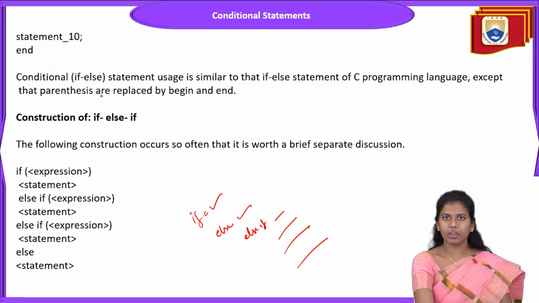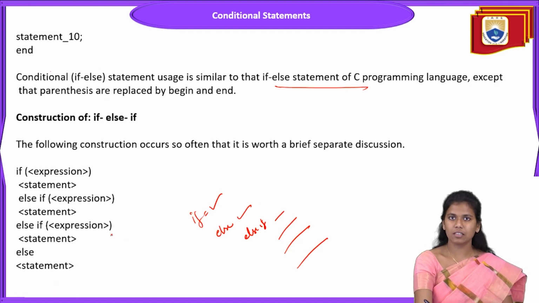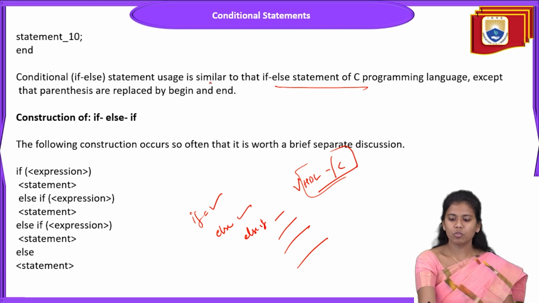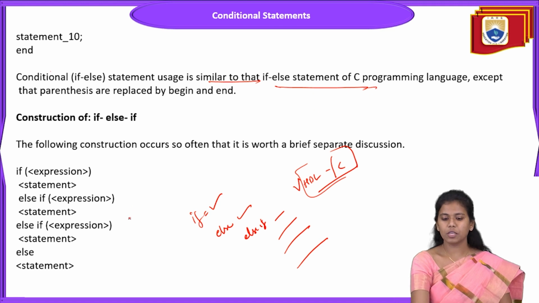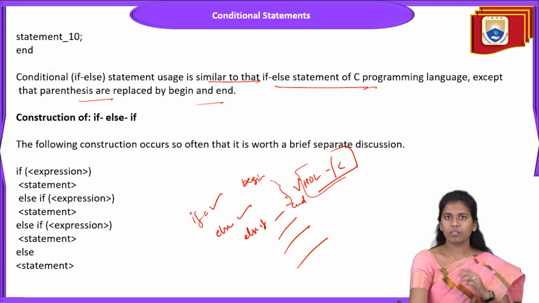Next, the conditional if else statement. Usage is similar to the if else statements of C programming. Did you notice this particular syntax? When you observe with respect to the C language, there is much similarity that we are seeing, right? So in Verilog as well as in the C program, there is a similarity when it comes to the conditional statement, except the braces are replaced by begin and end. Except for the keywords begin and end, the rest of the syntax is the same as in the C program.